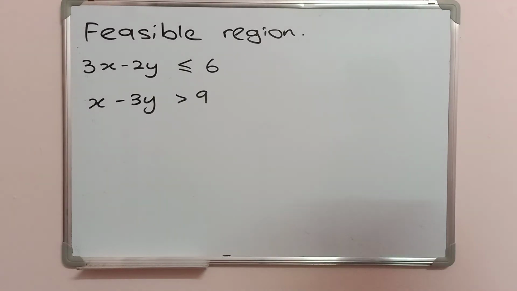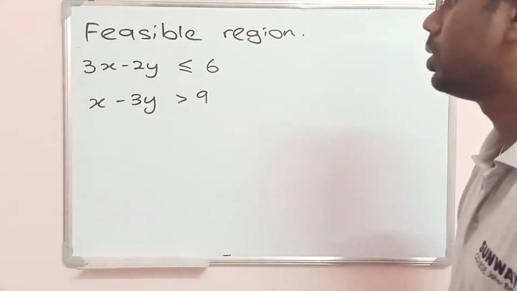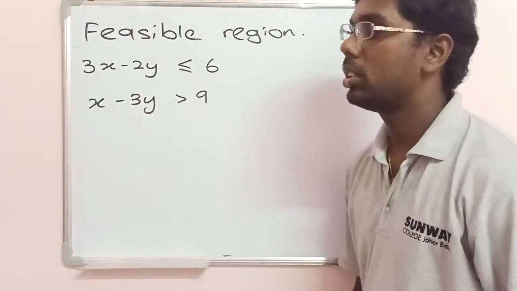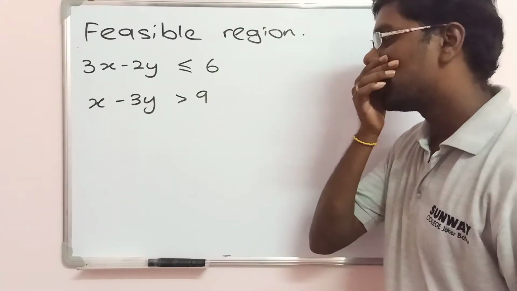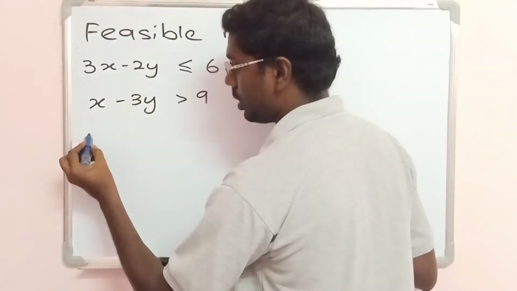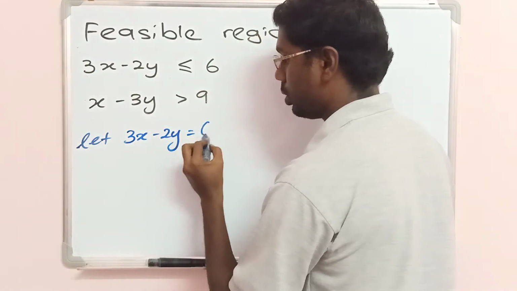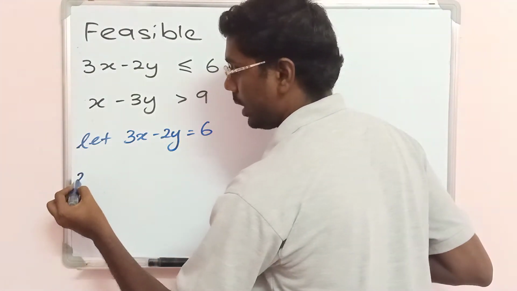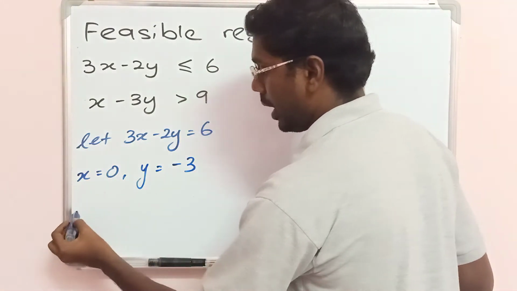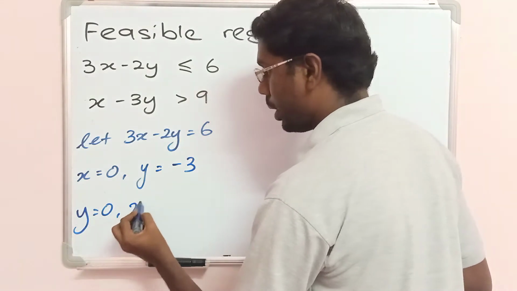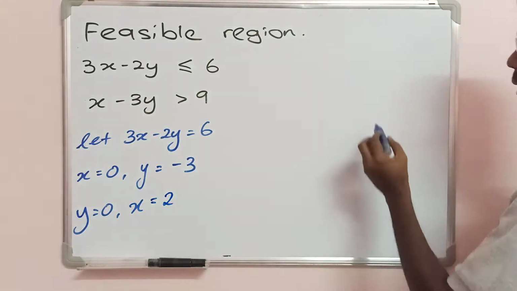Okay, so today we're going to continue with our feasible region. Now I give you this equation and we're going to find the feasible region for it. As I mentioned before, we're going to find out something like this. Let 3x minus 2y equal 6. When x equals 0, y equals negative 3, and when y equals 0, x equals 2. Okay, so I'm going to draw a straight line.